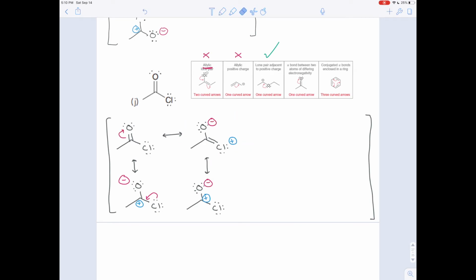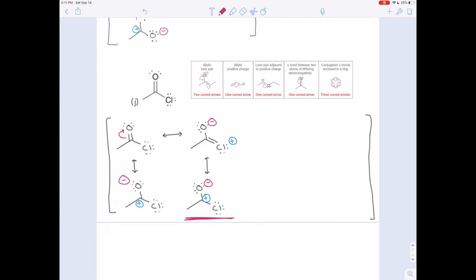So although we do have that pattern, we don't have to draw any new structures because the structures we get from that pattern we've already drawn. How about a pi bond between atoms of differing electronegativity? That we don't have because this structure does not have a pi bond. And there's no ring, so we couldn't have alternating single and double bonds all the way around a ring. Okay, so we've gone through the 5 resonance patterns for the first 3 structures. Let's just finish it off with this last one.